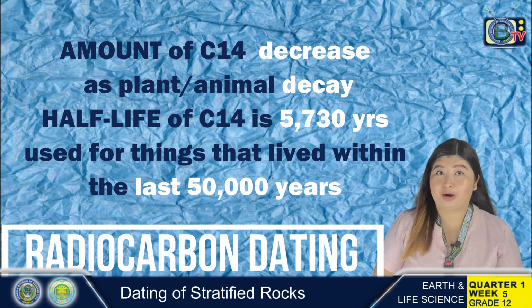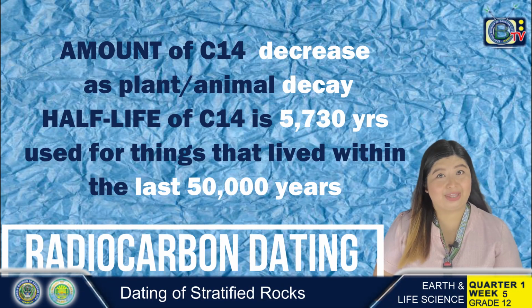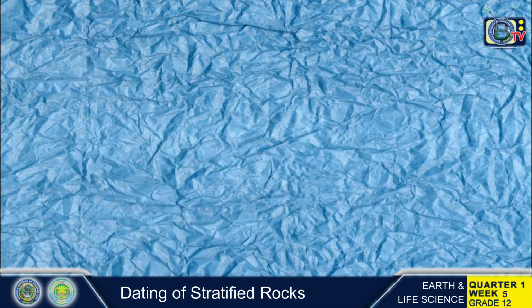The half-life of carbon-14 is 5,730 years. The carbon-14 method of radiometric dating is used mainly for dating things that lived within the last 50,000 years.